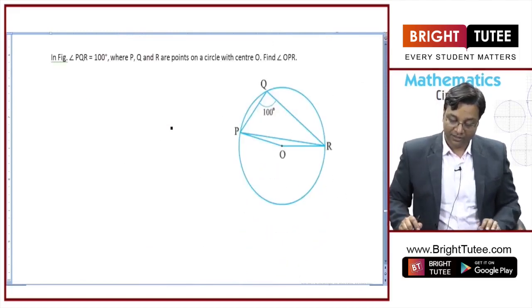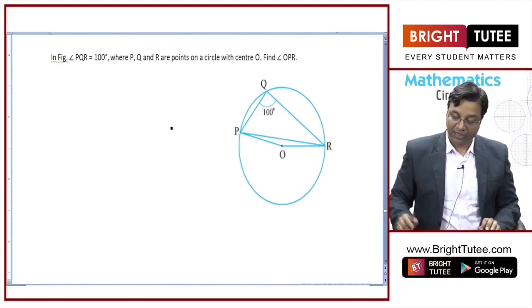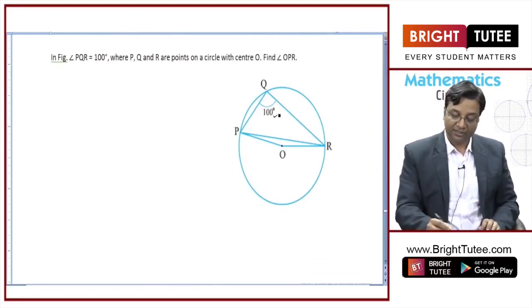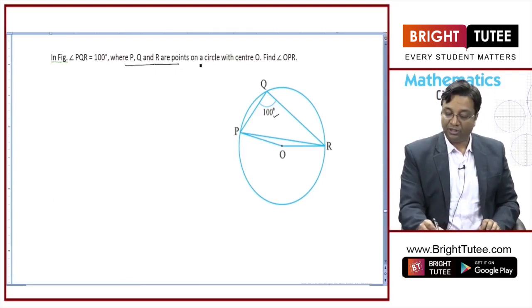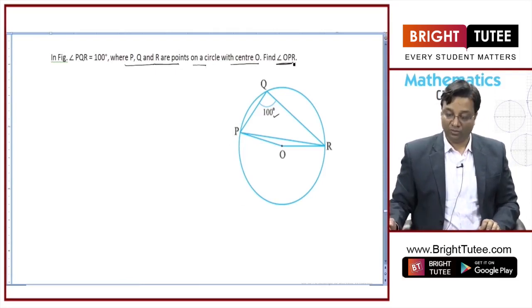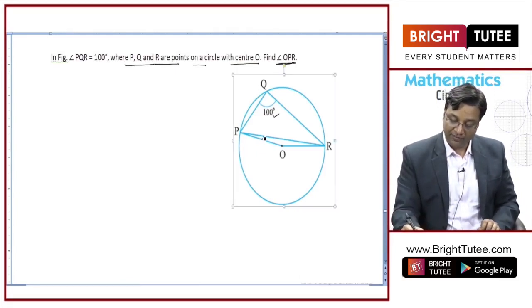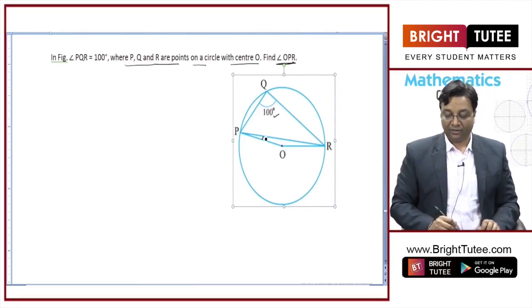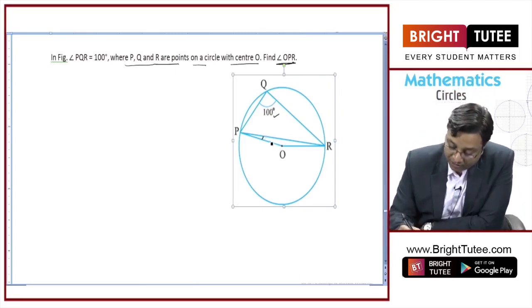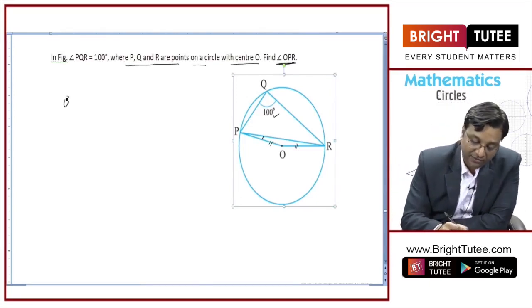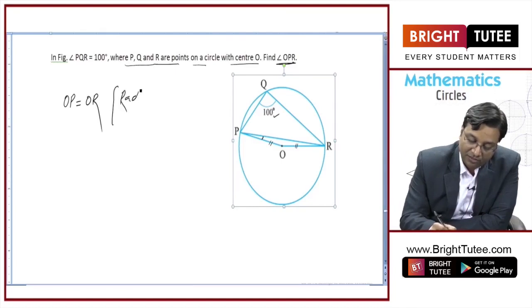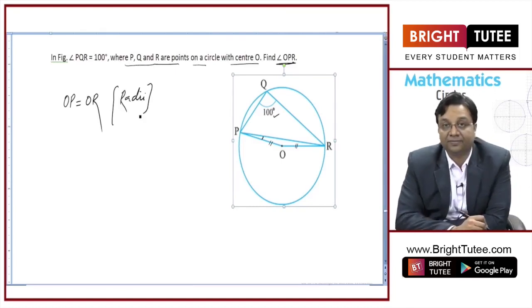In the figure, angle PQR, that is this angle, is 100 degrees, where P, Q, R are points on a circle with center O. So we have to find angle OPR. So we are looking for this angle here. Tell me about OP and OR. These are equal because both of them are radii of the same circle. OP is equal to OR because these are radii of this circle.